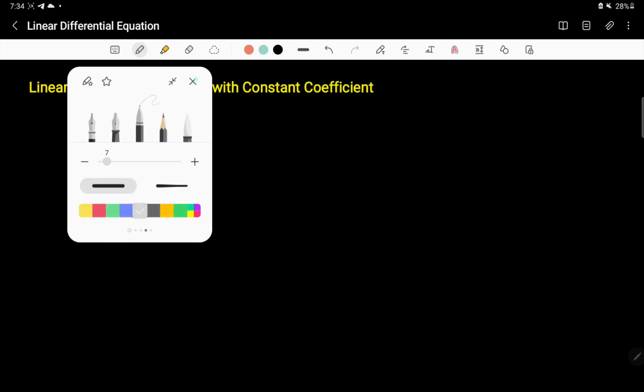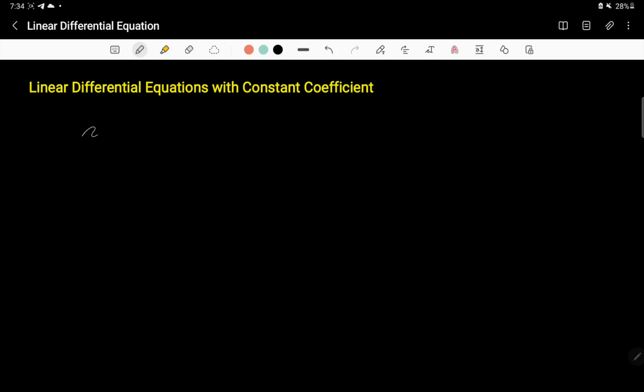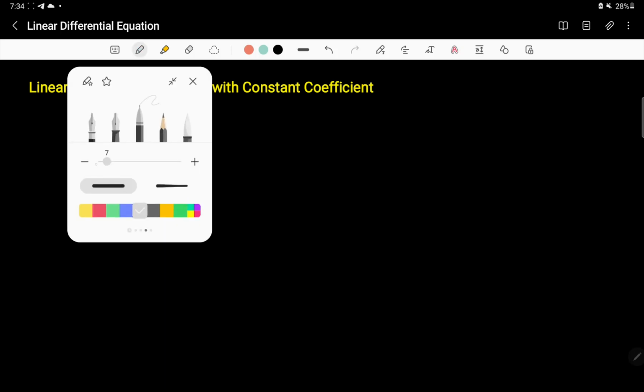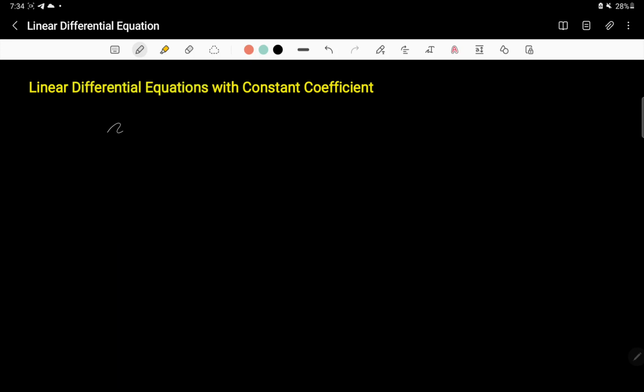So let us take the equation d2y by dx square plus 3 dy by dx plus 2y is equal to exponential 2x, and we are asked to find the solution of this equation. It is clear that it is a second order linear differential equation with constant coefficients.